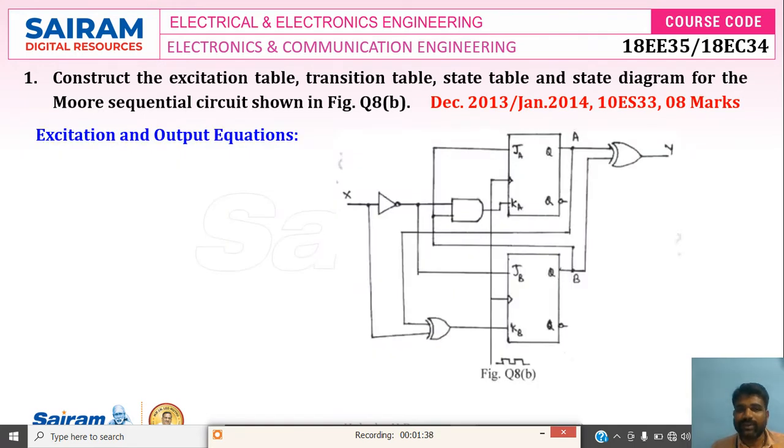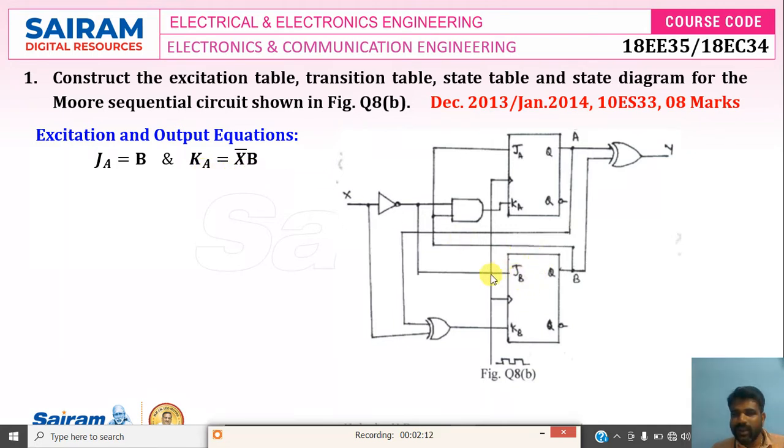So directly we go to write the excitation and output expressions. Excitation means the expression for JA. Analyzing JA, it is a line drawn from B. So JA is equal to B, and KA is the output of an AND gate. One input of the AND gate is B. Another input is the output of a NOT gate, whose input is X. So X bar B is the expression for KA.